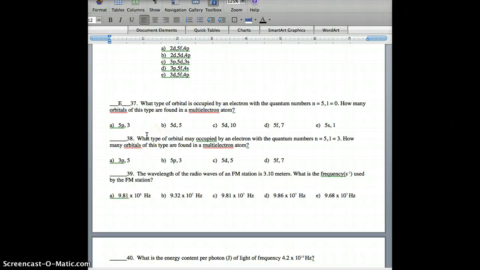Number 38, the type of orbital that can be occupied by an electron with the quantum numbers n equals 5, L equals 3. How many orbitals? That'd be 5f, and there are 7 orbitals because m can be negative 3, negative 2, negative 1, 0, 1, 2, 3, as we said earlier, so that'd be D.